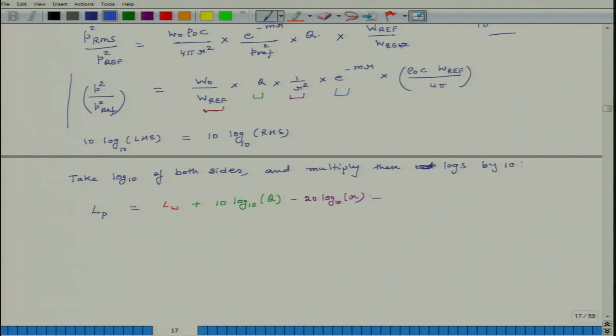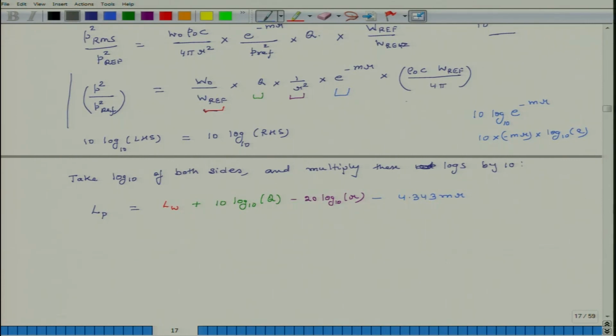So, I get minus; I take 10 log of e to the power of minus mr. This is log to the base 10. So, it will be 10 times minus mr times log 10 of e. And if you do the math, what you get is 4.343 mr.